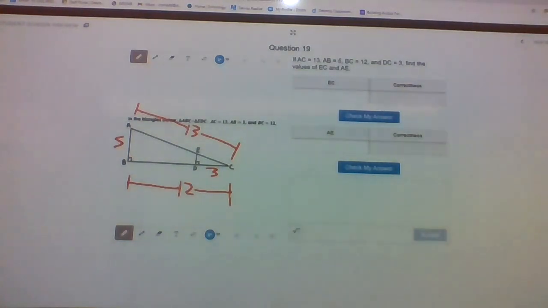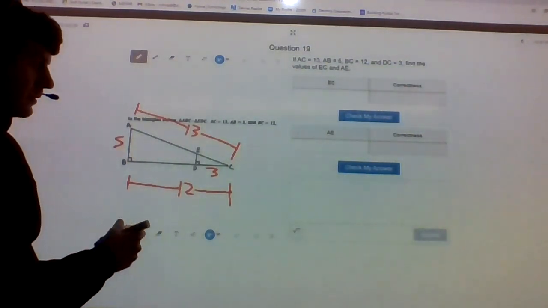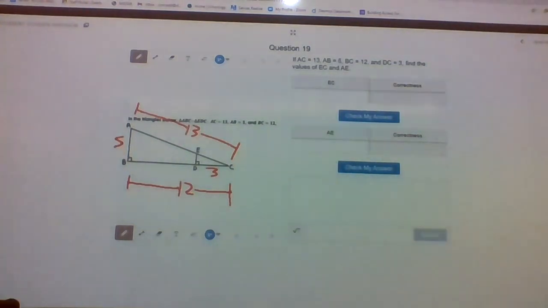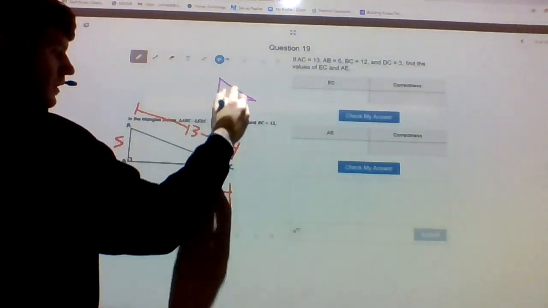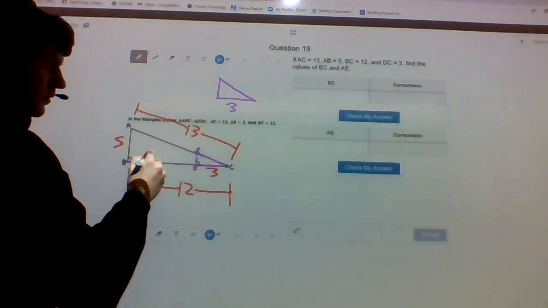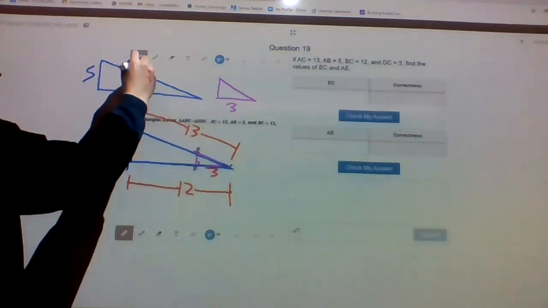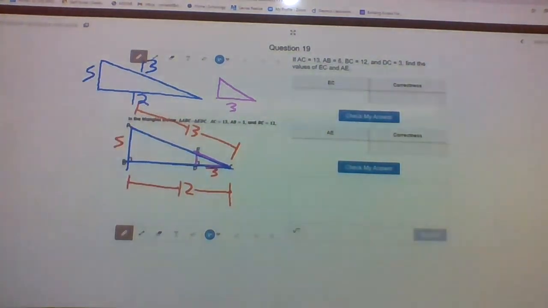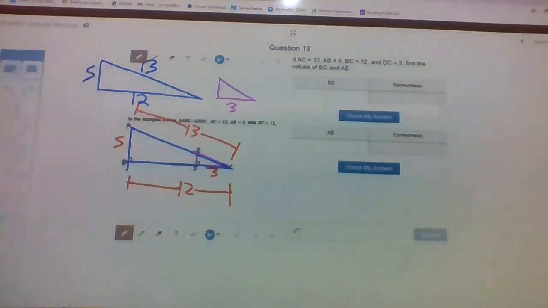Okay, again, there are different ways, but I think drawing the triangle separately is the best way. Sometimes it's faster to do it other ways, but the way I like to think about it, the easiest, is by drawing those triangles. So I'm going to draw the small triangle here. Okay, so we have 3. Then I'm going to draw the big triangle in blue. We got 5, we got 13, and we have 12.